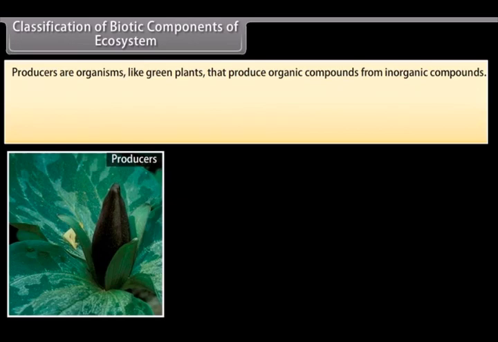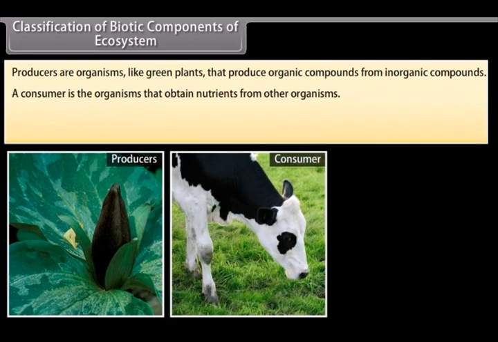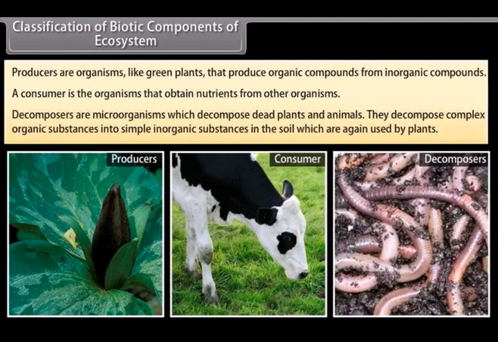Producers are organisms like green plants that produce organic compounds from inorganic compounds. A consumer is the organism that obtains nutrients from other organisms. And the decomposers are microorganisms which decompose dead plants and animals. They decompose complex organic substances into simple inorganic substances in the soil, which are again used by the plants.